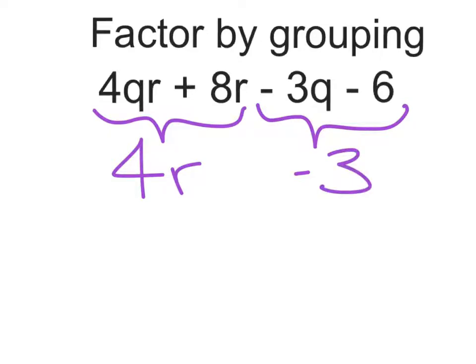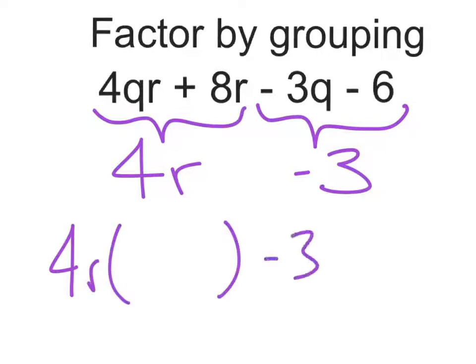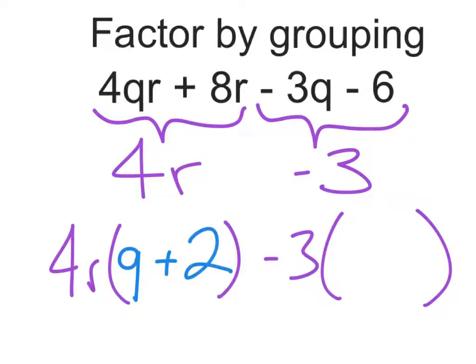And so what does that look like? Well, what's remaining in this first half? So we can write it like this. All right. Well, what's left? When we factor out 4R, we're left with simply Q plus what? 2. Because 4R times Q gives us 4QR, and 4R times 2 is going to give us 8R.